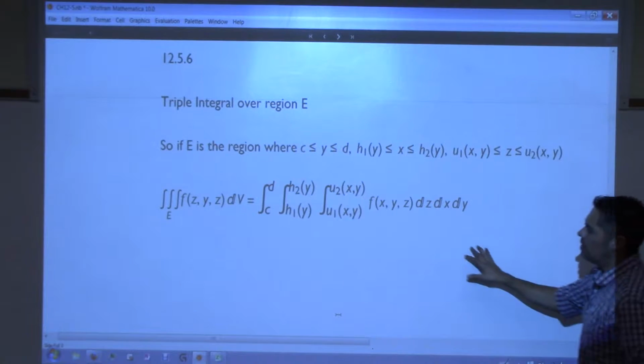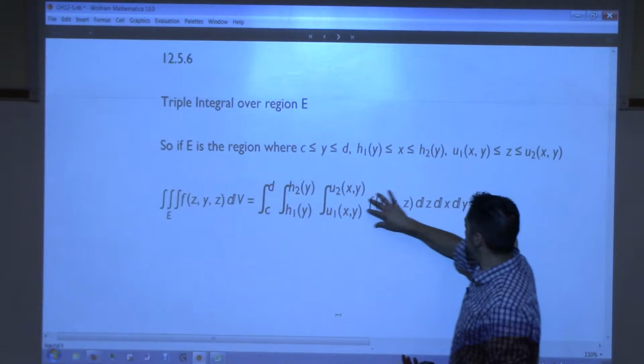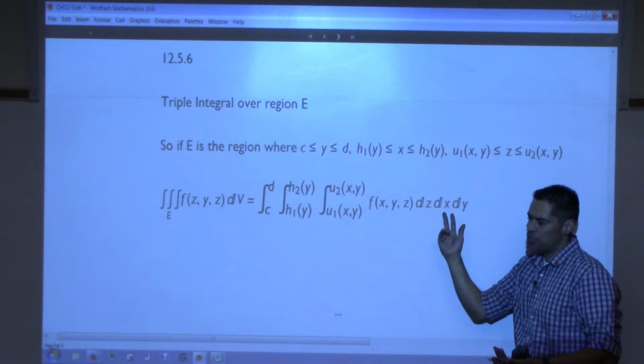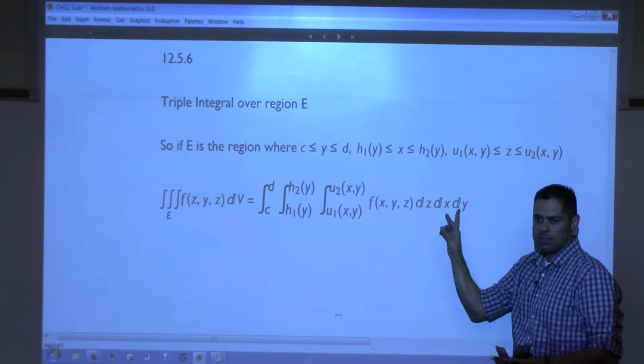So in terms of the setup, here it is. You see that order of integration would change? Only the last two switch.